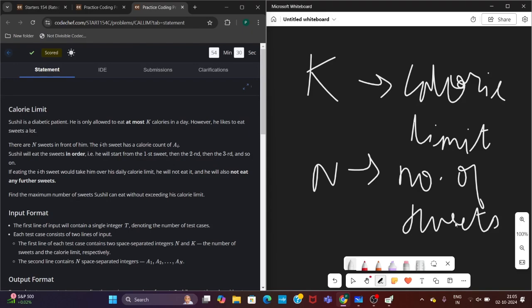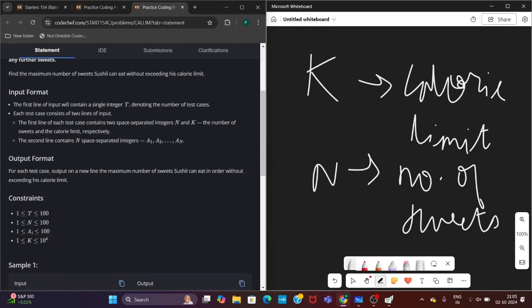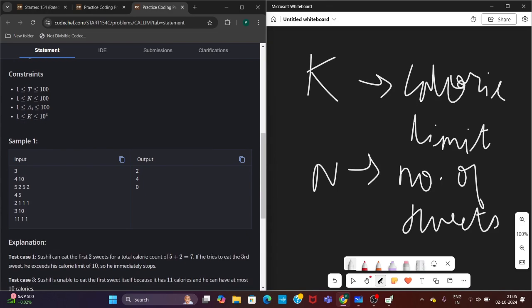Basically, we have to return the maximum number of sweets Sushil can eat without exceeding his calorie limit. So we have to return a simple integer. Let's try to understand it with the help of an example.